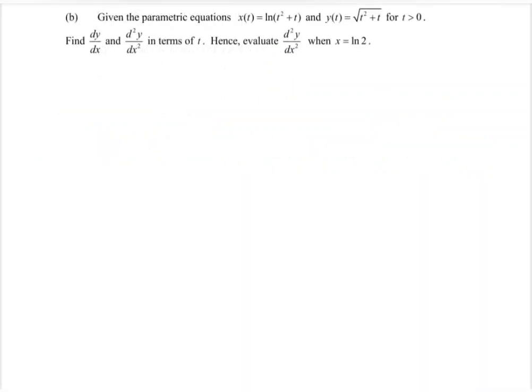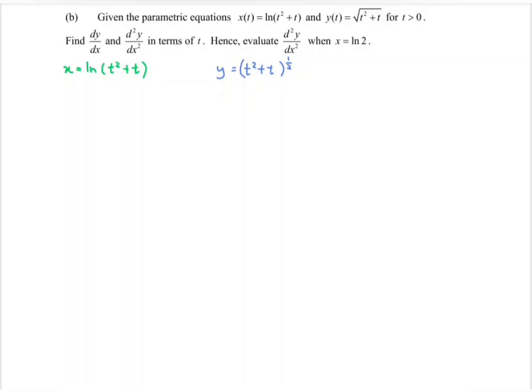Hello everyone, in this video I'm going to discuss the example for differentiation, especially for parametric differentiation. Given the parametric equation where we have x equals ln(t squared plus t). Continue, we have y equals (t squared plus t) to the power 1 over 2. For t greater than 0, find the first derivative and also the second derivative in terms of t. Hence, evaluate the second derivative when x is equal to ln 2.